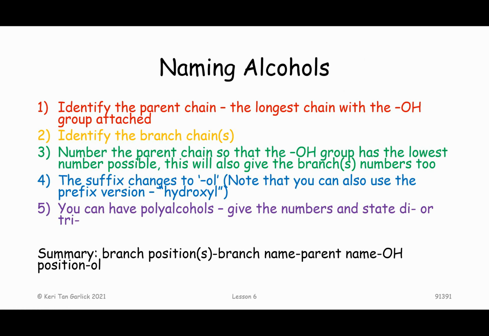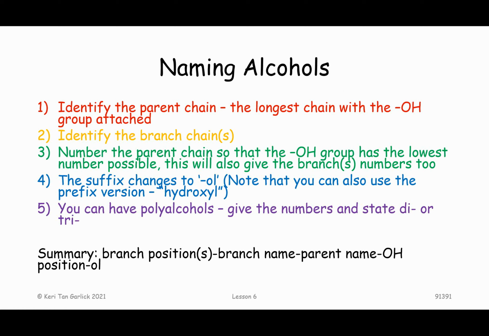Cool. So naming is the same kind of rules that we've talked about previously. Find the parent chain, that's the longest chain, but whichever you find is the longest chain, it needs to have the functional group attached to it. Identify any of the branches. When it comes to numbering the chain, you're going to take the number assignment to give the alcohol the lowest group, and the branches get whatever they get.